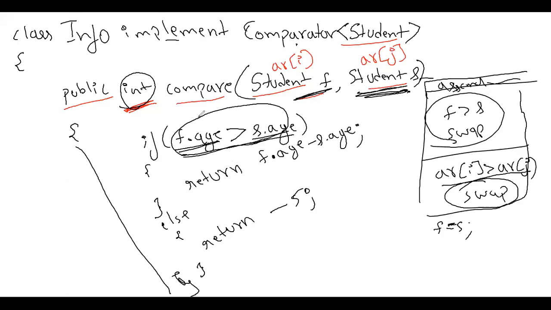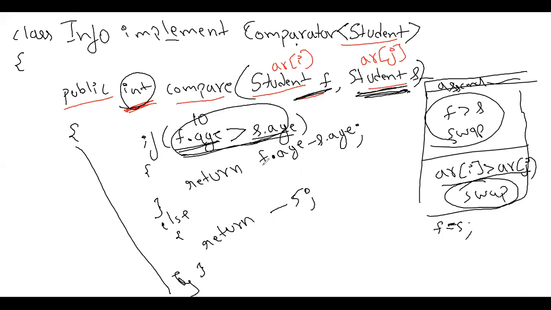Because imagine my f.age is 10 and s.age is 5. Is 10 greater than 5? Yes, 10 is greater than 5. That's why I'm doing 10 minus 5. What is 10 minus 5? 5. I'm returning a positive value, right? So that is why we can write like this also.